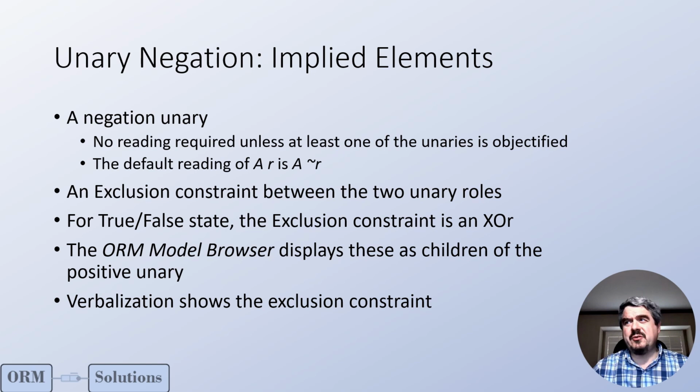You see all these as children of the positive unary, so you're not going to see a separate entry in the model browser for the negation. You're also not going to see the implied constraints listed with your external constraints as exclusion and disjunctive mandatory constraints. Your verbalization will always show the exclusion constraint, which might be XOR, so that will change the verbalization. That's a really good indication, just looking at it, that you're looking at a paired unary pattern. So you have a positive and a negative. You'll see both of those verbalized with the fact type itself. Normally, exclusion constraints don't verbalize with the fact type.